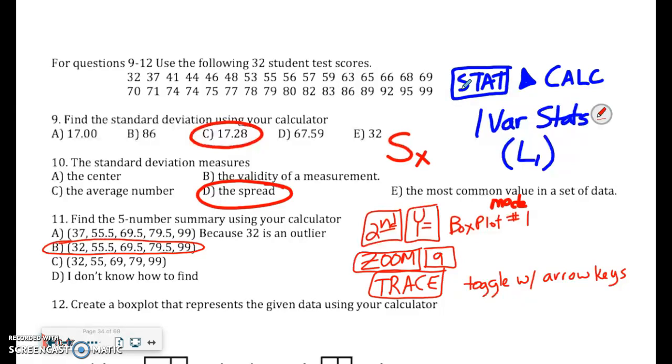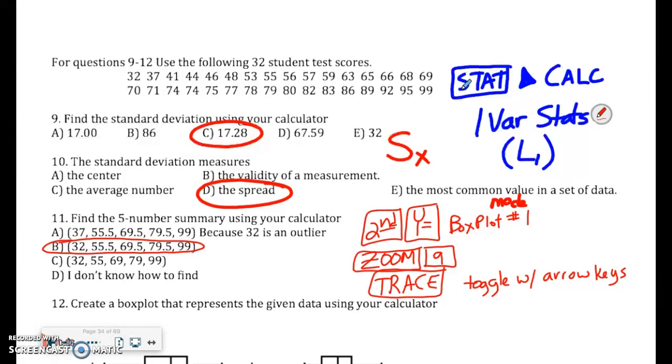All right, 12, create a box plot that represents the given data using your calculator. Well, basically, we're looking at which picture looks like what we have on our calculator when we entered in this data. And that would be letter A.